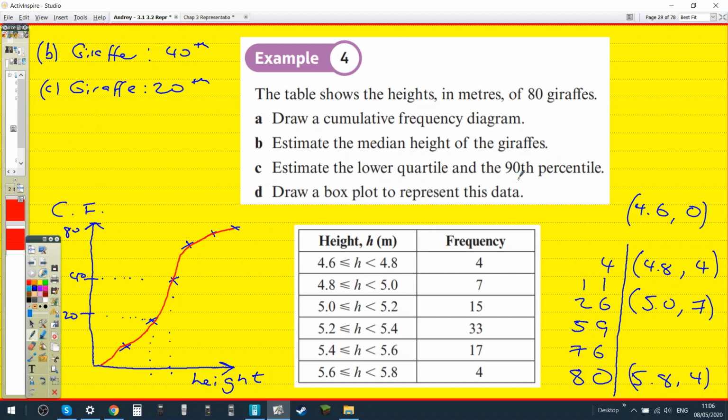And how about this one, 90th percentile? So that's like 90% of 80, isn't it? Yeah. So that would be 72. So this time 72. And go down.